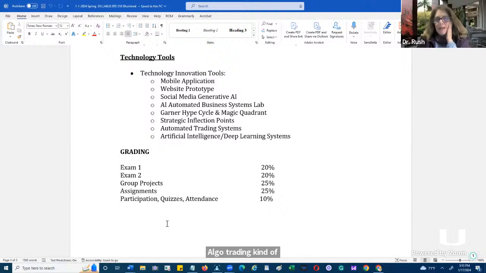The grading. Even though I'm not as concerned about this, I know that every student here is concerned about it, and every student wants to get the best grade possible. So this is how it works, folks.